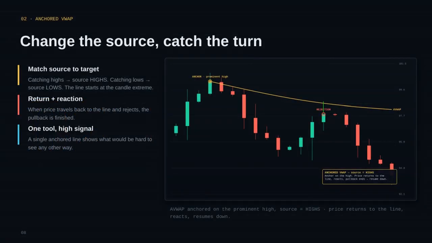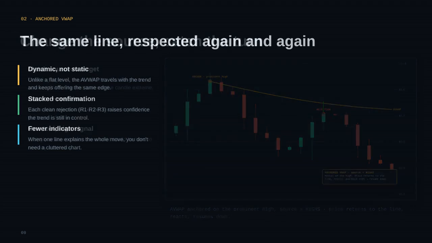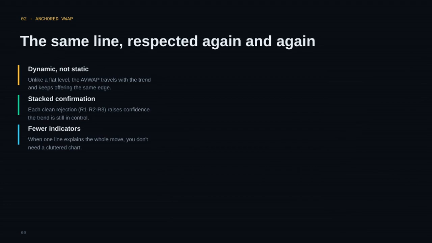Change the source, catch the turn. Anchor on the prominent high with source set to highs. When price returns to the line and reacts, the pullback is finished. The same line, respected again and again. Unlike a flat level, the anchored VWAP travels with the trend. Each clean rejection raises confidence the trend is still in control.